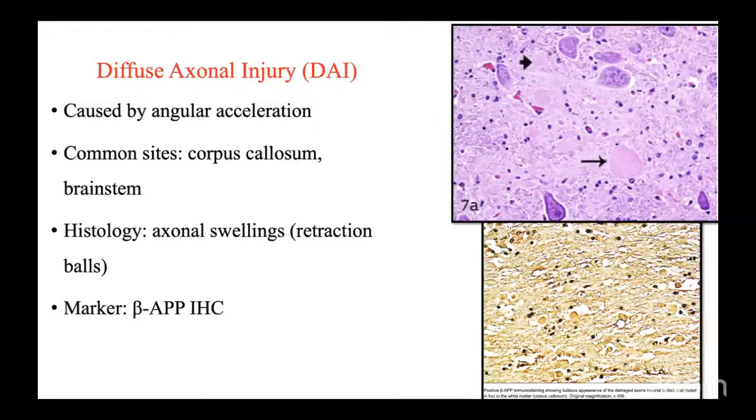Then we come to the diffuse axonal injury, which is caused by angular acceleration. The common sites are the corpus callosum and brainstem. Here in diffuse axonal injury, we can see the axonal swelling. These axons have swollen, and there are some retraction balls. This pink eosinophilic material is the retraction balls, which represent axonal swelling. And we can appreciate this as well with the IHC marker, beta APP IHC.